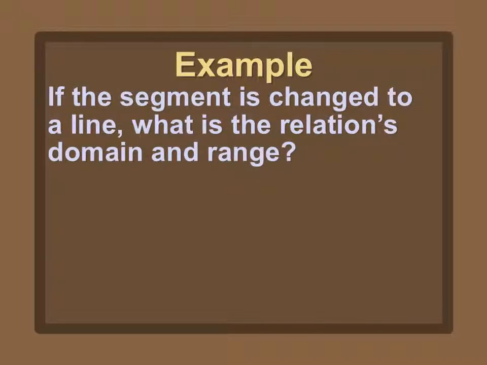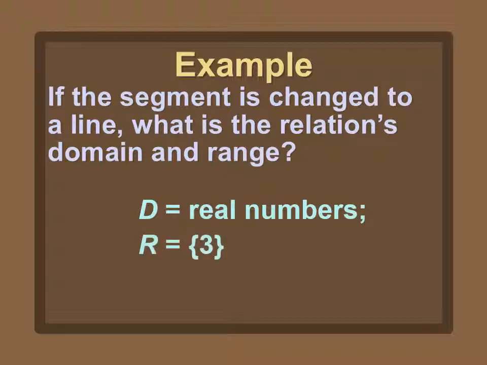All right, so if the segment is changed to a line, what is the relation's domain and range? So a segment ends, it has two endpoints. But if it's changed to a line, that means it's going to continue on forever, right? So if it's continuing on forever, that means your domain is going to be all real numbers. It can be any number. It continues on for infinity if it's a line. However, your range is still going to be 3 because remember we said it didn't matter what x was, your y would always be 3. So your range is going to stay the same. It's still going to be the set of 3.